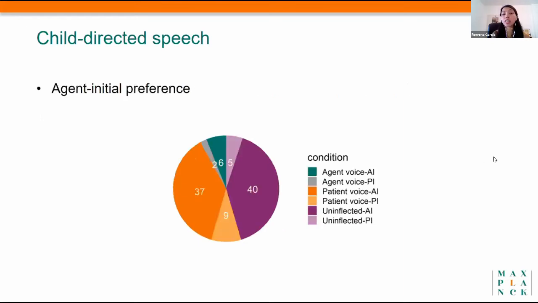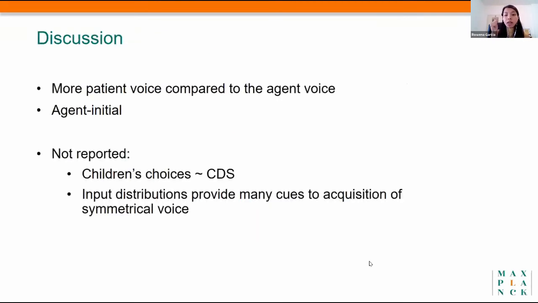So we also found an agent initial preference. So in both agent voice or patient voice or in the uninflected, we see that most of the utterances mention the agent first. So again, more patient voice than agent voice, mostly agent initial. And I just want to mention that I presented just the verb initial, but actually in the whole child-directed speech corpus, it's also mostly, I think, 80% verb initial. I'm rather interested whether this is the case in print, since the fronted form or the SVO in Tagalog is supposedly more common in written language. So I'm also curious about that.